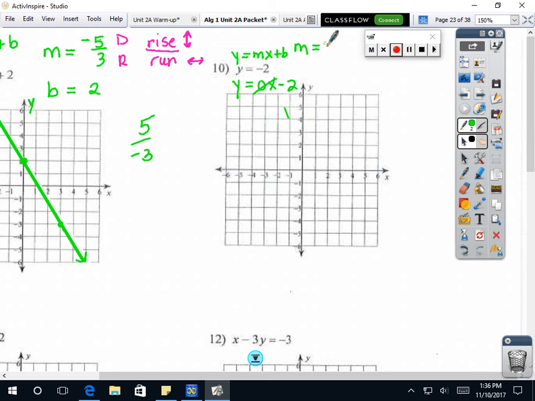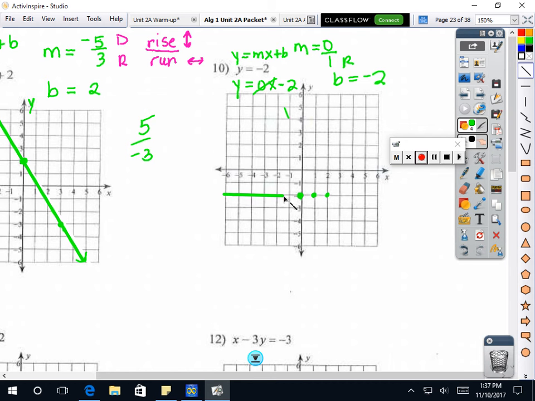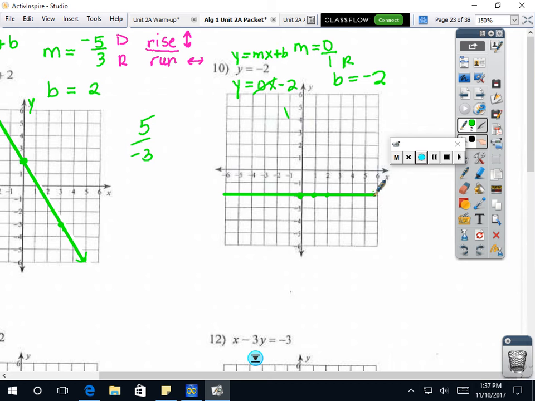So the m was 0, which we can call 0 over 1, so that we have a rise and a run. The y-intercept was, or is, -2. So we're not going to move up or down because your rise is 0, but we are going to move which way? To the right. Which way 1 unit? Right. So if I plot my y-intercept at -2, and then I don't go up or down, I just move 1 to the right, what kind of line am I making? A horizontal line. Does that line have any steepness to it? No, because it has 0 slope. Remember, the 0 slope, horizontal line.